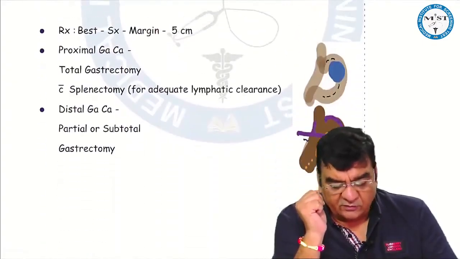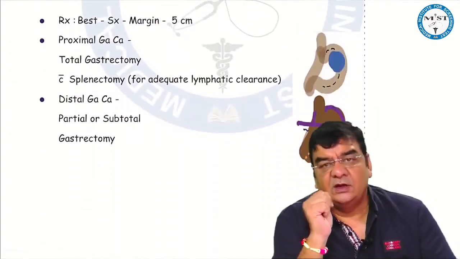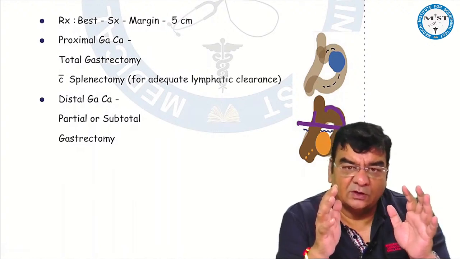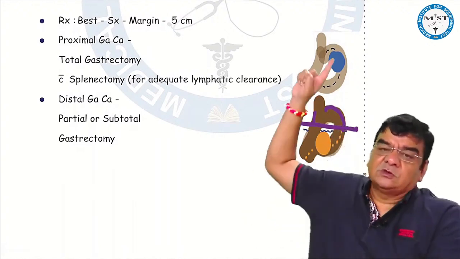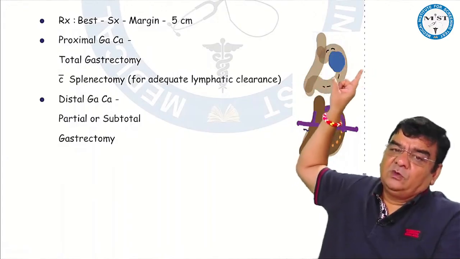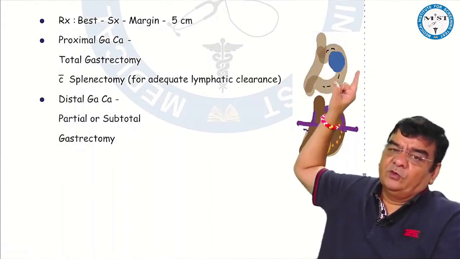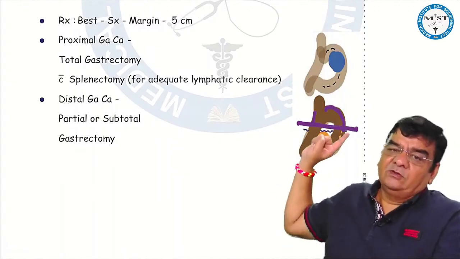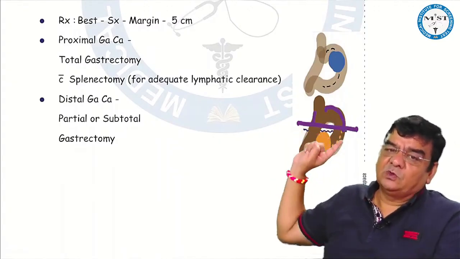Now, mainstay of treatment for stomach cancer will be surgery. And for stomach cancer, we take a margin of 5 centimeters all around the tumor. If the tumor is in the proximal part of the stomach, we do a total gastrectomy with splenectomy to remove the lymph nodes. If it's a distal stomach cancer, then we do a partial or subtotal gastrectomy.